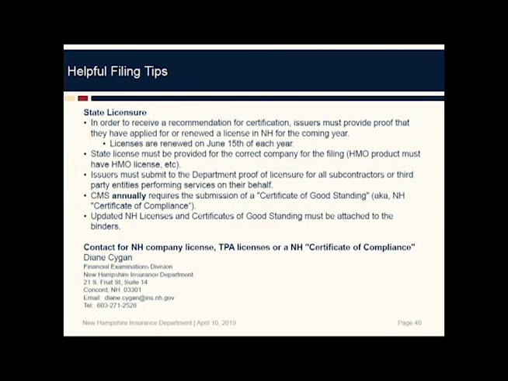Some helpful filing tips. In order to receive a recommendation for certification, issuers must provide proof that they have applied for or renewed their license. The state license must be provided for the correct company. An HMO product must have an HMO license, etc. All TPA licenses must be submitted to the binder portion of the filing.